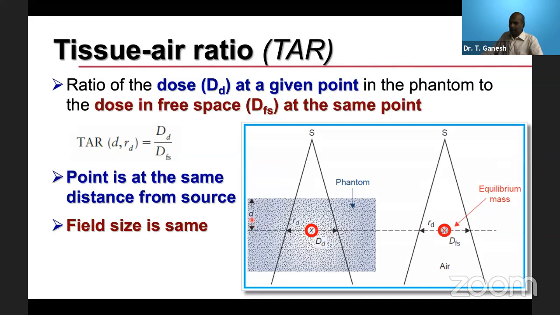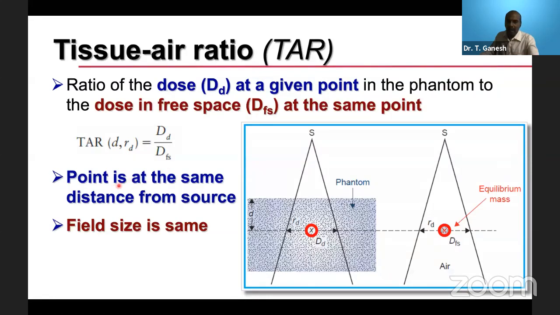For this point, which is lying at a depth of D, measure the dose, and then measure the dose to this same point in air. The ratio of this to this value is the tissue air ratio. In PDD, we took the same ratio but expressed it in percentage, but here we just take it as a ratio only. We do not express it in percentage.